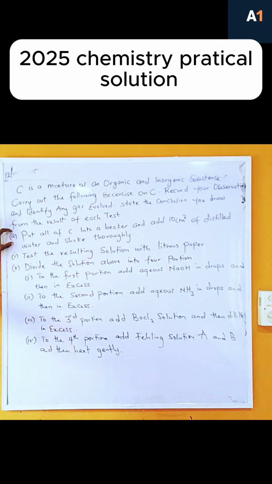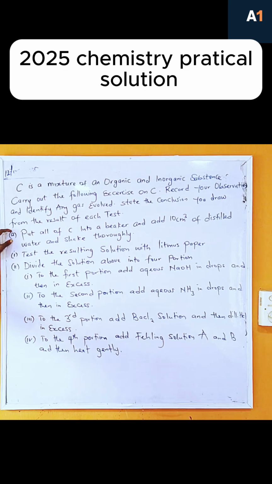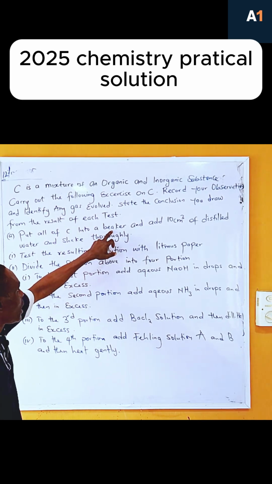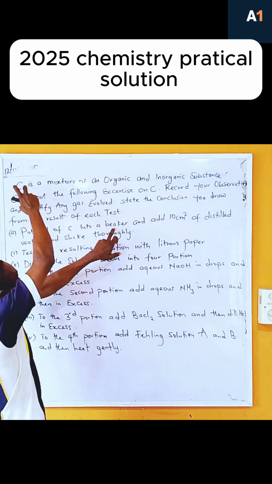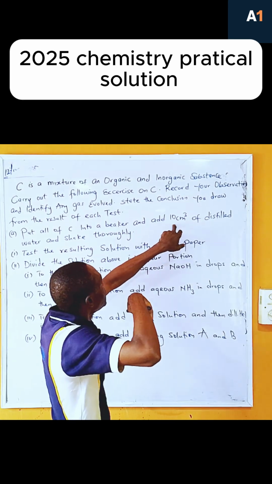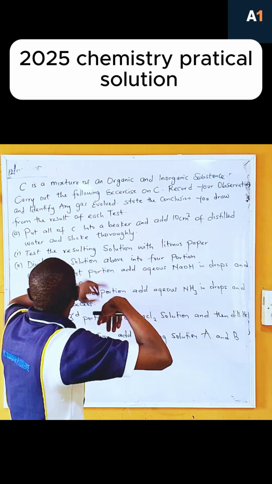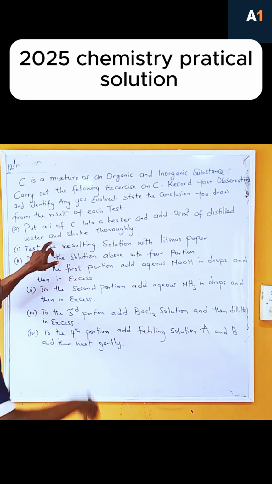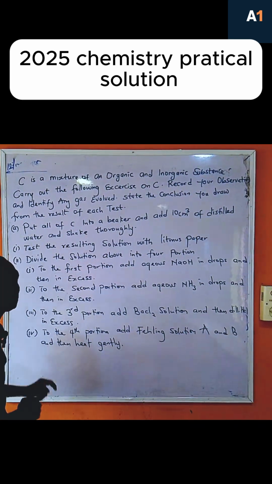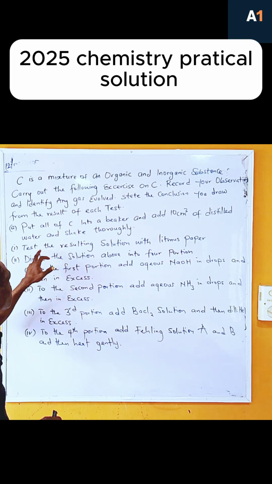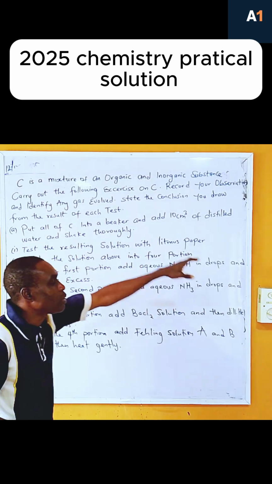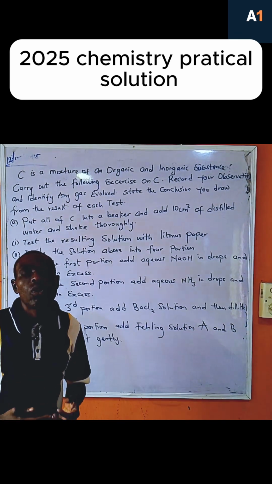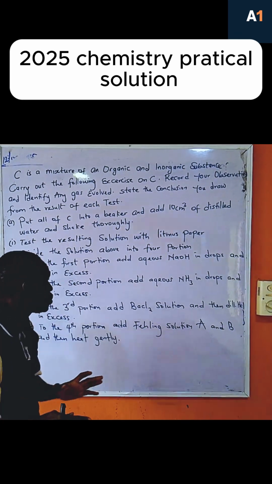The first thing you are asked to do: put C into a beaker and add 10 cm³ of distilled water. You measure 10 cm³ and shake thoroughly. Then test the resulting solution with litmus paper, whether it is acidic or alkaline. It can also be neutral.